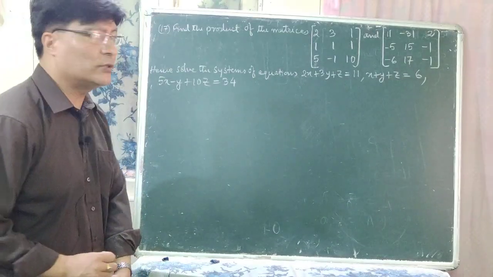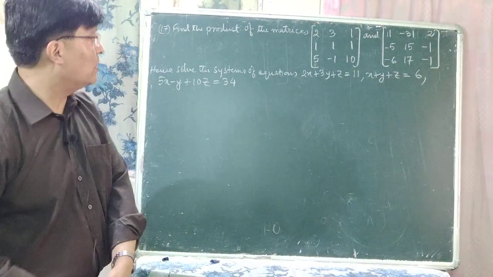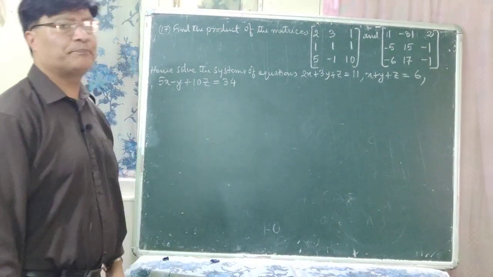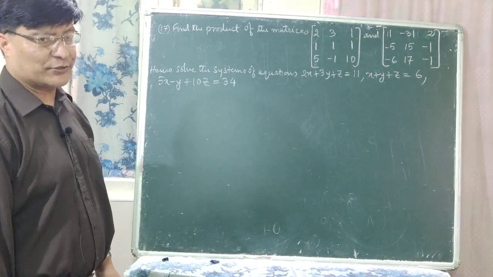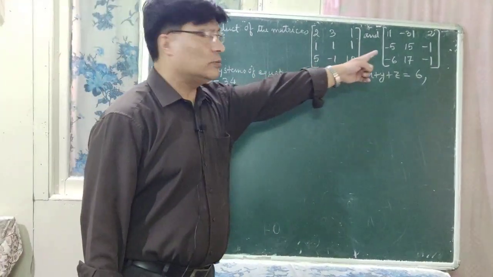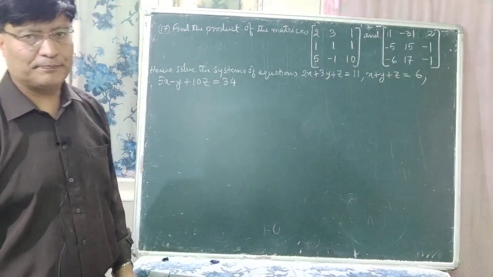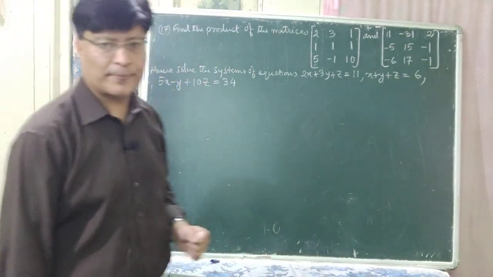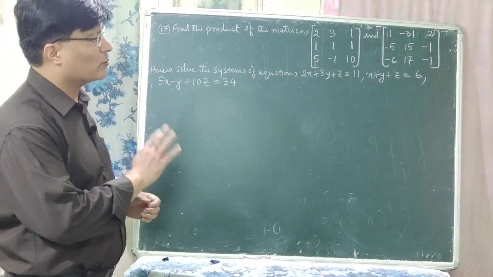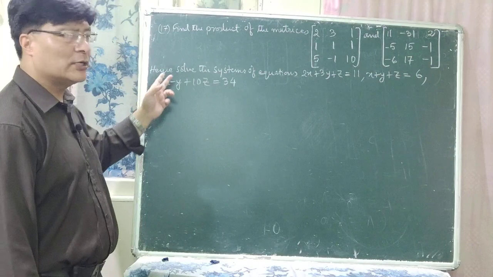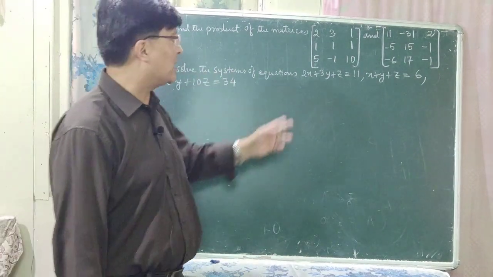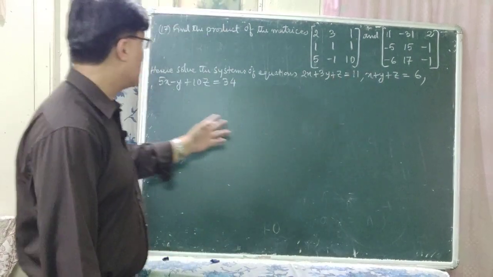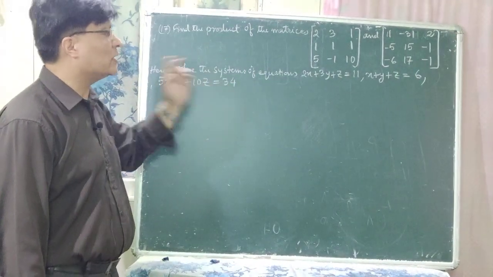So now we'll do the next question, that is question number 17, right? Question number 17 is, find the product of the matrices. The two matrices are given out there. First of all, you have to find out the product of those two matrices, and hence you have to solve the given system of equations, that is 2x plus 3y plus z is equal to 11, x plus y plus z is equal to 6, and 5x minus y plus 10z is equal to 34.